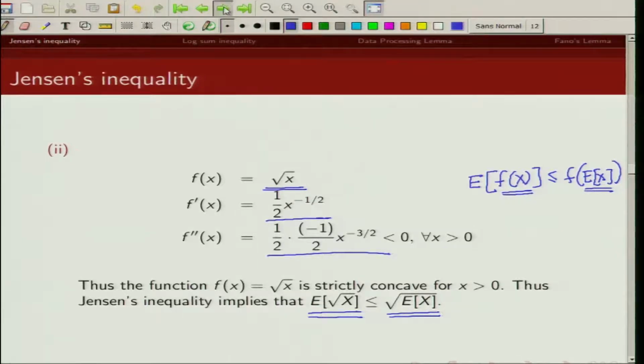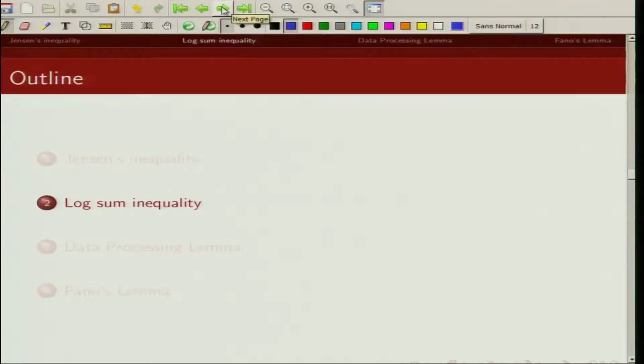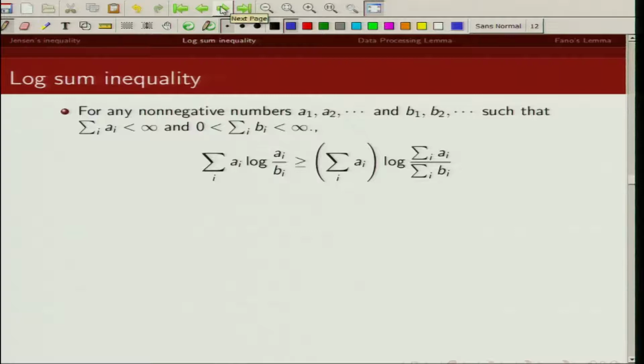Okay. Now let us move to log sum inequality. So what does log sum inequality say? If you have non-negative numbers a1, a2, a3, an let us say, and b1, b2, b3, bn, where summation of these ai is bounded and summation of these bi is greater than 0 and again it is bounded, then log sum inequality says that summation of ai log ai by bi is greater than or equal to summation of ai log of summation of ai by summation of bi. So this is basically your log sum inequality.